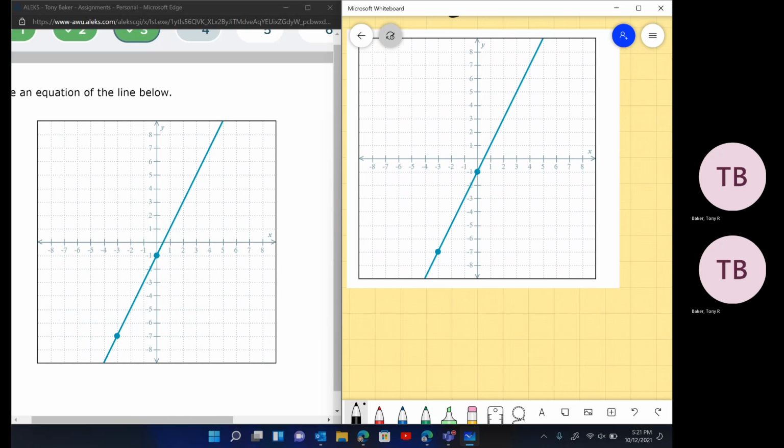All right, so let's look at this one. Same thing. That right there is my b. So my b in this case is negative 1. In this case, my slope, I'm going up and then over. So I've got up 1, 2, 3, 4, 5, wait, 6 and over 3. So my slope is 6 over 3.